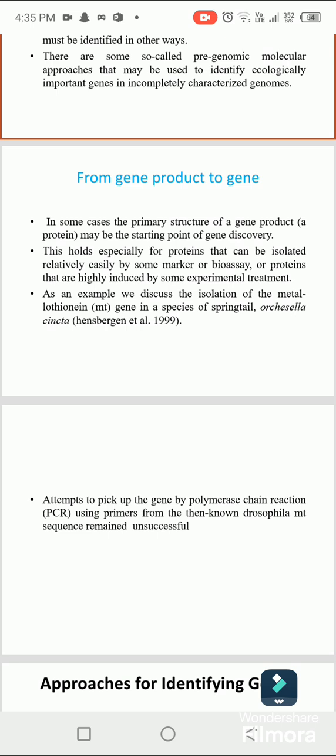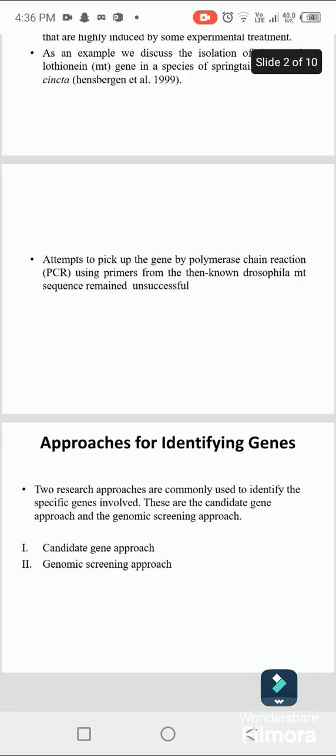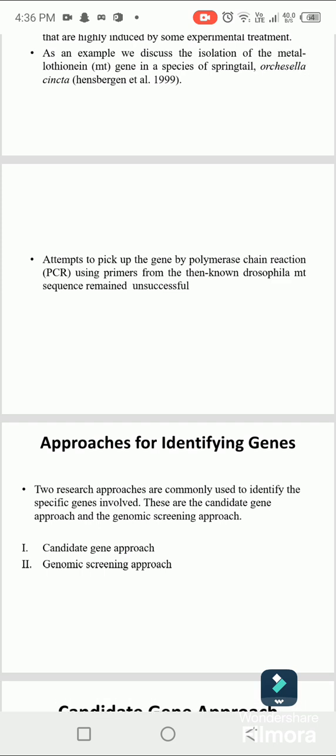As an example, we discussed the isolation of the metallothionine gene in a species of springtail, Orchesilla cincta, Hansbergen et al. 1999. Attempts to pick up the gene by polymerase chain reaction using primers from the non-Drosophila mutant sequence remained unsuccessful.